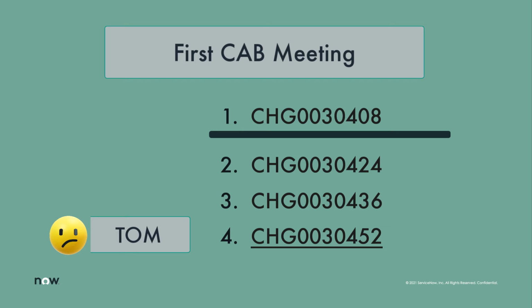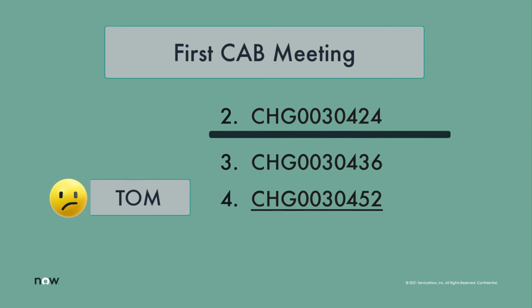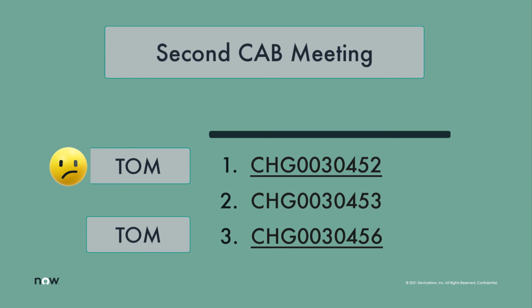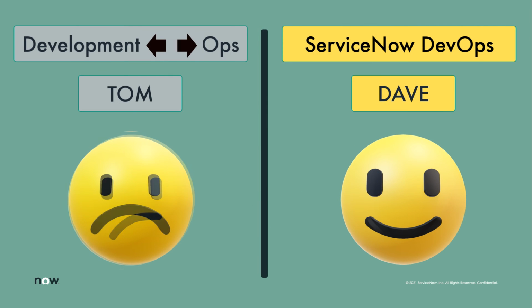Finally, it's the first CAB meeting. Tom has to stop working to attend the CAB meeting. His change request is fourth on the list for CAB review. He sits there listening to other change requests that have nothing to do with the work he does. The reviews for the first 3 changes take way too long, and the meeting runs out of time to review Tom's first change request. Tom's first change request will now have to be pushed back to the next CAB meeting in 2 weeks.